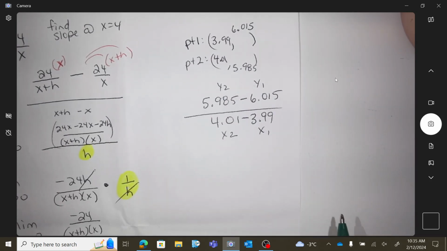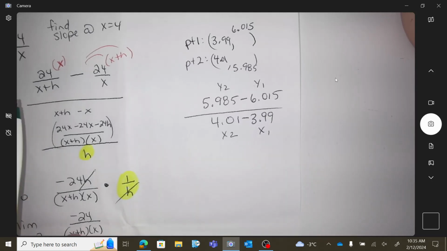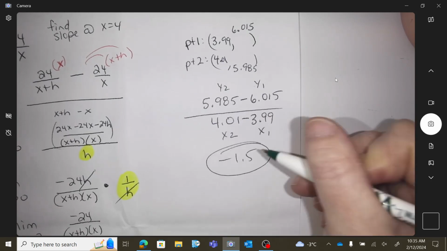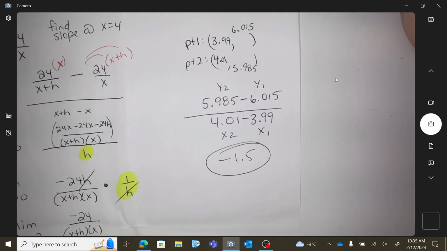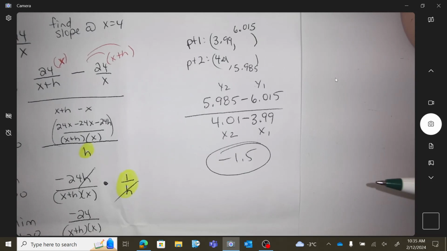y2 minus y1 over x2 minus x1. I don't think I give it to you. If you really need it, I can give it to you. Does it give negative 1.5? Boom, we kind of match, right? We just used a different process. So I might throw that at you, something like that. Okay.